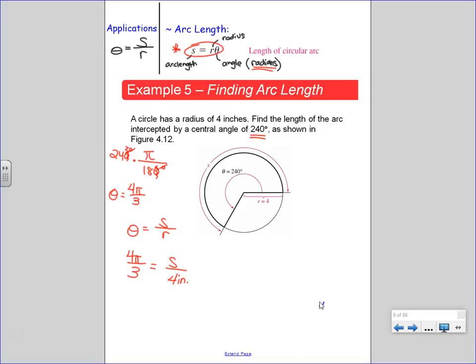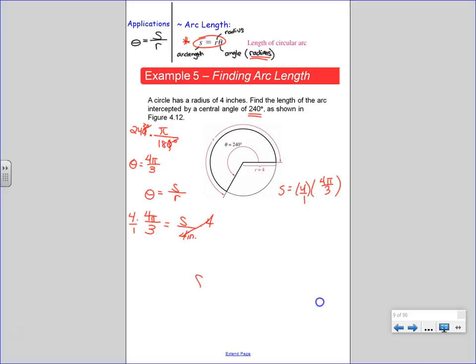Or, similarly, we could, I guess, memorize a new formula. And we could just plug in and say S is equal to who is R, 4, and who is our angle, 4 pi over 3. This is going to end up the same either way. Over here, how would you get S by itself? Some of you would say cross multiply. Oh, you're right, but I can get S by itself just by multiplying by 4. If I do one side, I do the other, and either way you cut it, whether you stick with the original formula or plug into the new rearranged formula, you end up with, well, careful. That's a 4 over 1, right? However you do it, you end up with S is equal to 16 pi over 3.